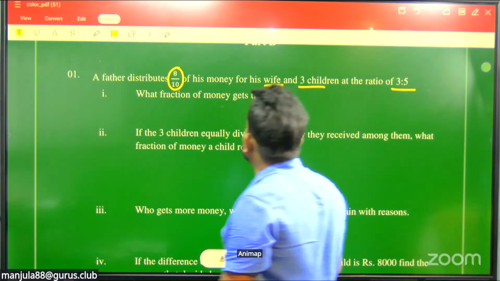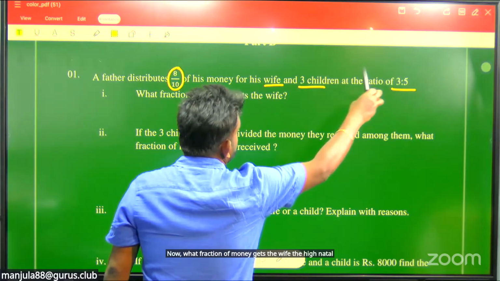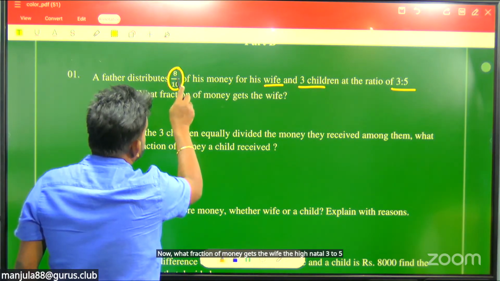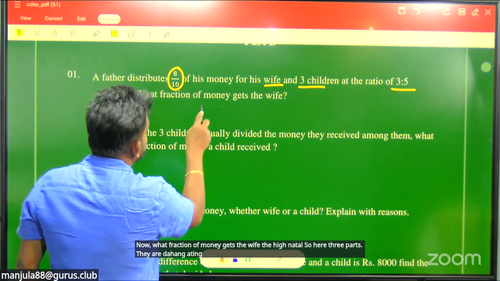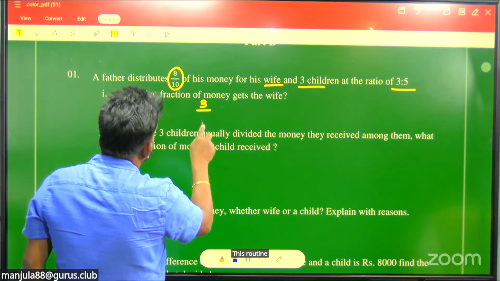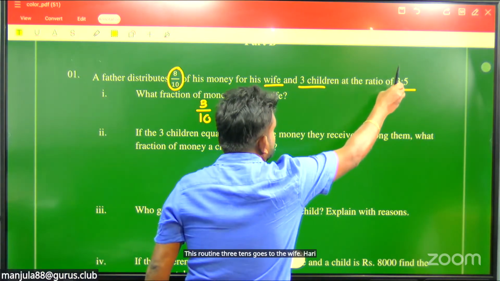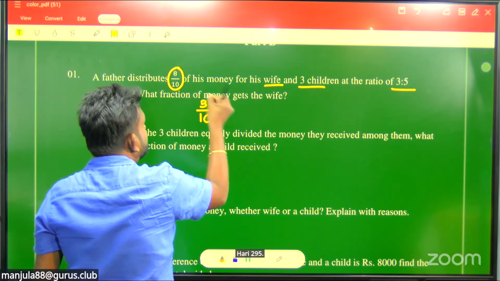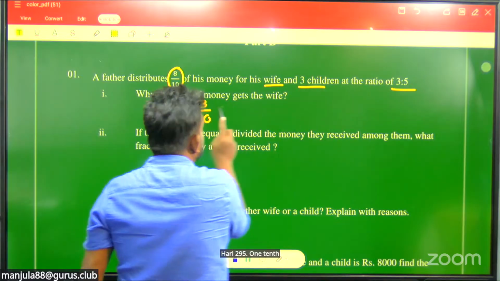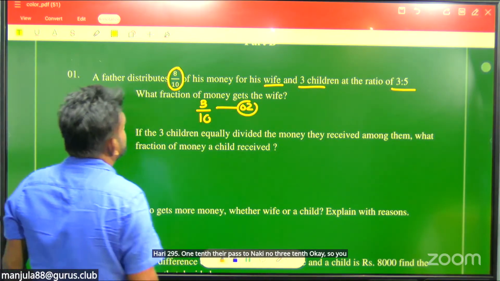Now what fraction of money gets the wife? 10න් 8 3ට 5 අනුපාතයට, 3 to 5 ratio එක. So here 3 parts they are, 10න් 8න් 3ක්, 3 tenths goes to the wife. 3 to 5 කියවම හරියටම 3යි 5 එකතුවත් 8යිනේ. එහෙනම් 8 8න් බෙදුනහම 1යි. එක පාර්ට් එකක් කියන්නේ 1 tenth. ඒතර parts 3ක් තියෙනවා, 3 tenth. Okay, so you have 2 marks.